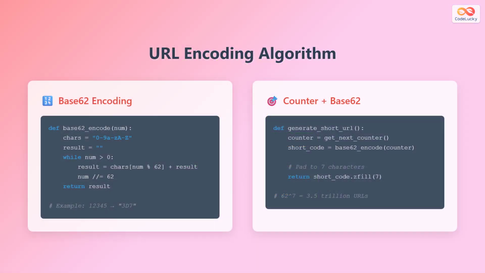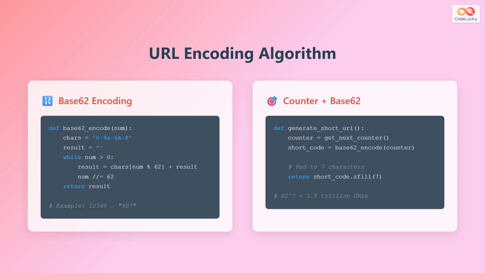Now let's look at the URL encoding algorithm. We can use base62 encoding. The base62 encode function takes a number as input, uses characters from 0 to 9, lowercase a to z, and uppercase A to Z. While the number is greater than 0, we find the remainder when the number is divided by 62, append the corresponding character to the result, and then integer divide the number by 62.